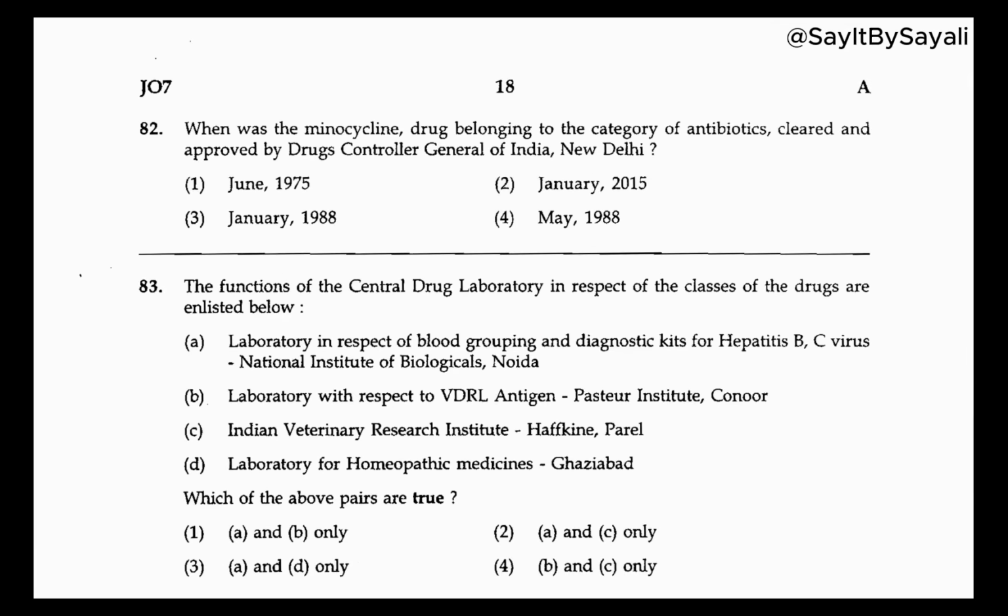Question number 82. When was minocycline, the drug belonging to the category of antibiotics, cleared and approved by the Drug Controller General of India, New Delhi? The correct answer is 3, January 1988. The drug minocycline, an antibiotic, was cleared and approved by the DCGI in January 1988.